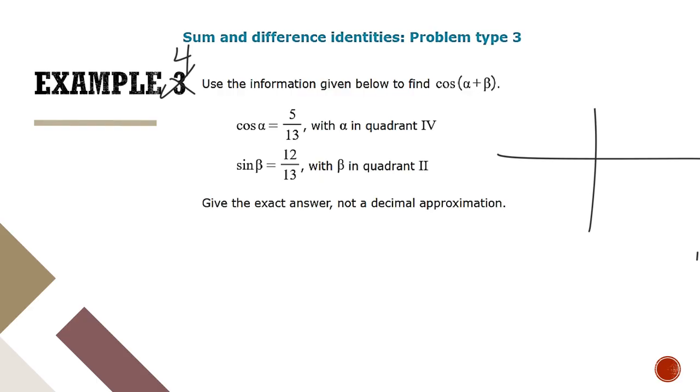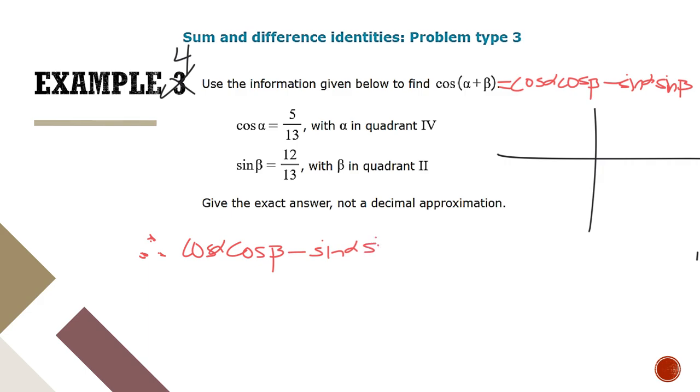So our last type of problem, example 4. We're going to use the information below to find cosine of alpha plus beta. So just remembering that this is cosine of alpha, cosine of beta, minus the sine of alpha, sine of beta. We're going to be using that in just a moment.